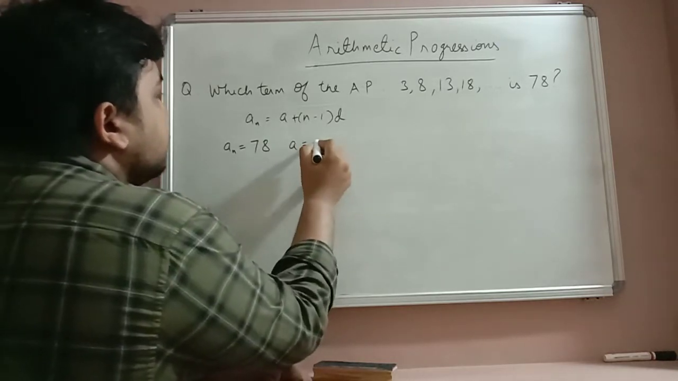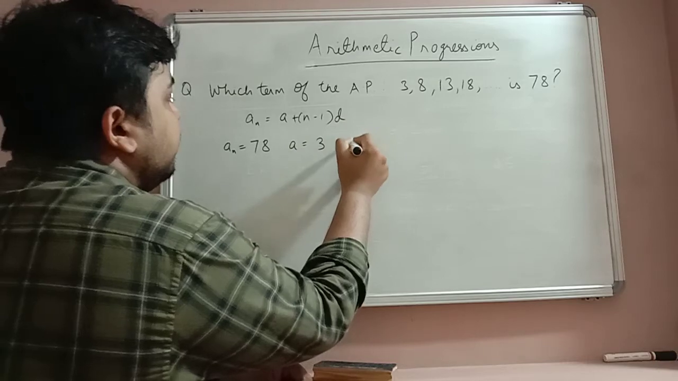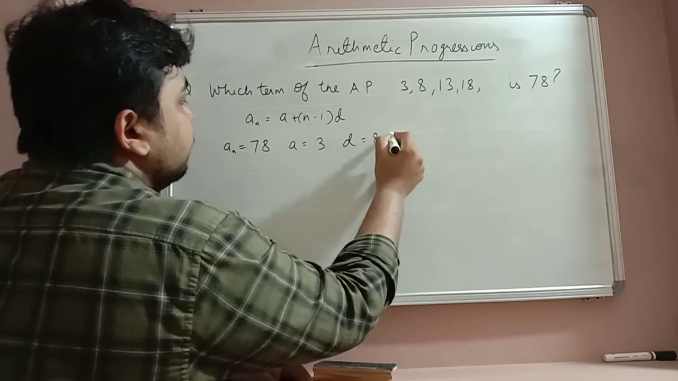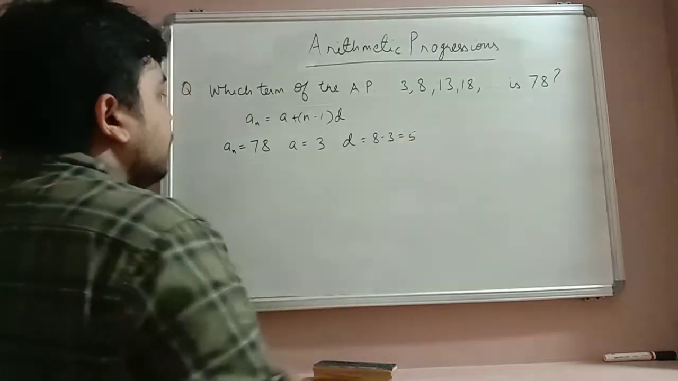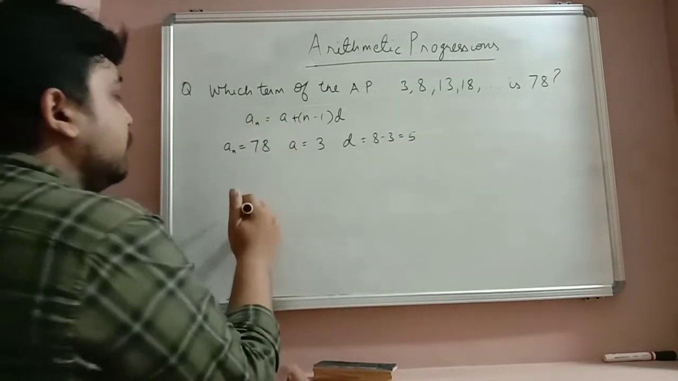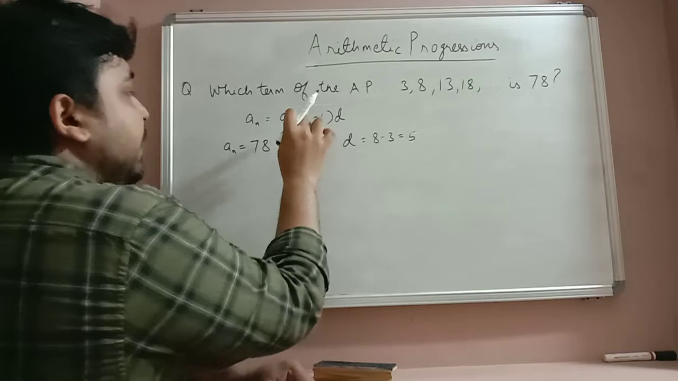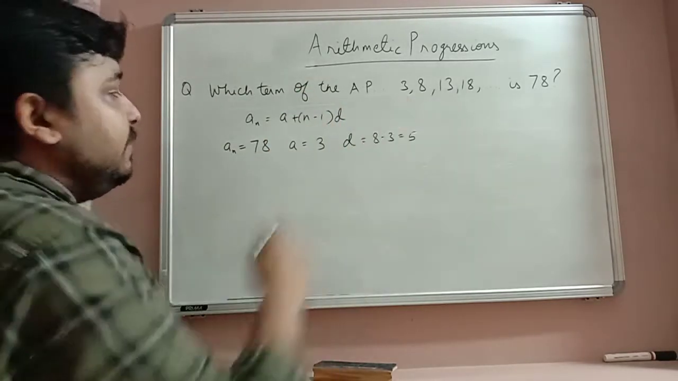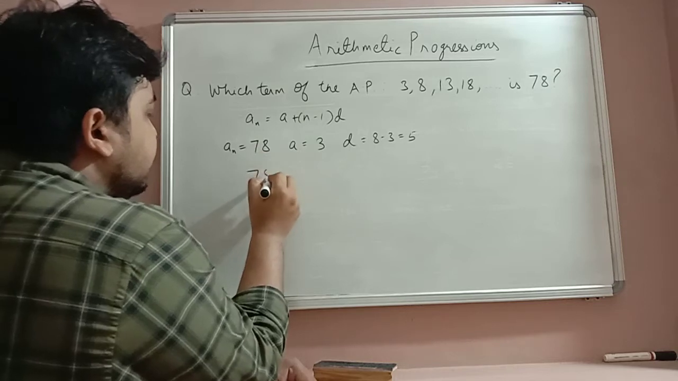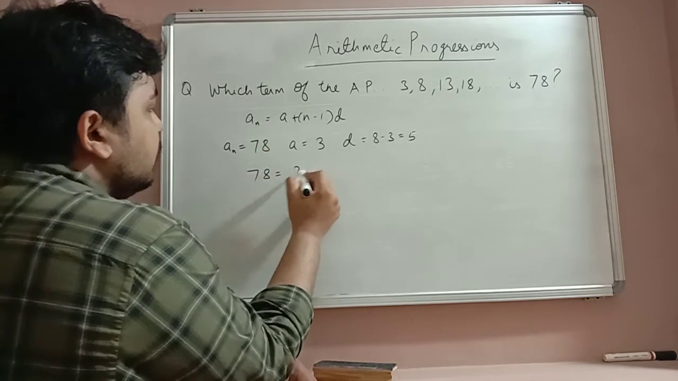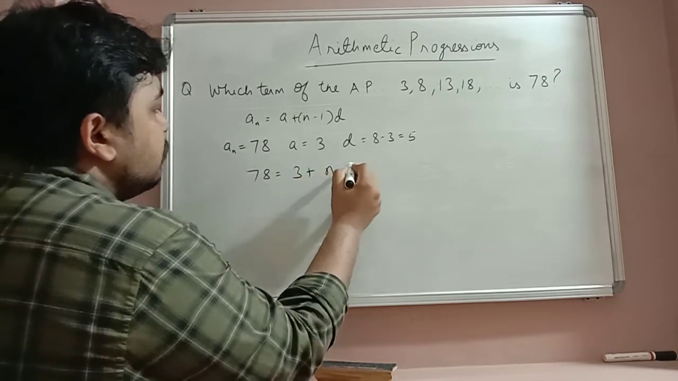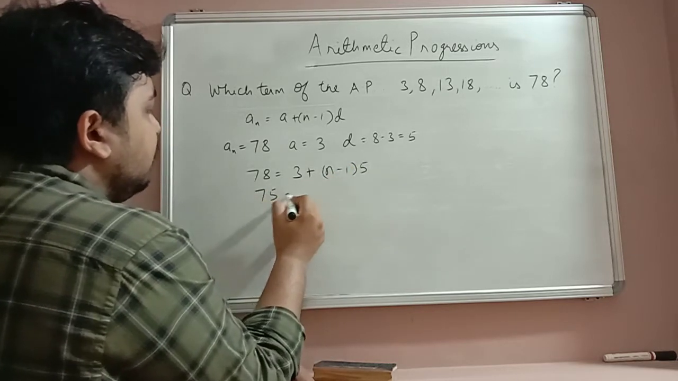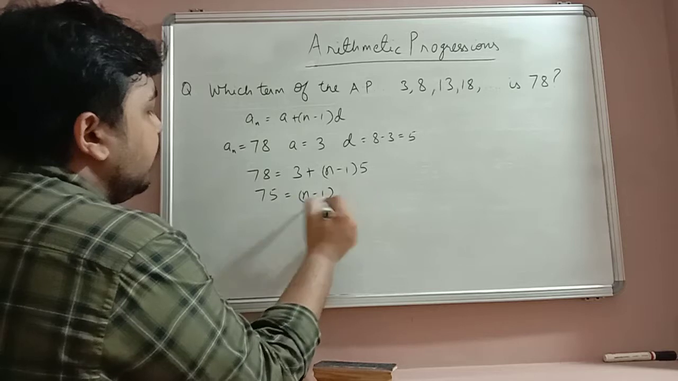Our a is the first term, that is 3, and the common difference can be found easily: 8 minus 3, that is 5. Now we will just put all the values in this expression and find the value of n. And n will give me which term of the AP is 78. So we get 78 equals 3 plus (n minus 1) into 5. So this becomes 75 equals (n minus 1) into 5.